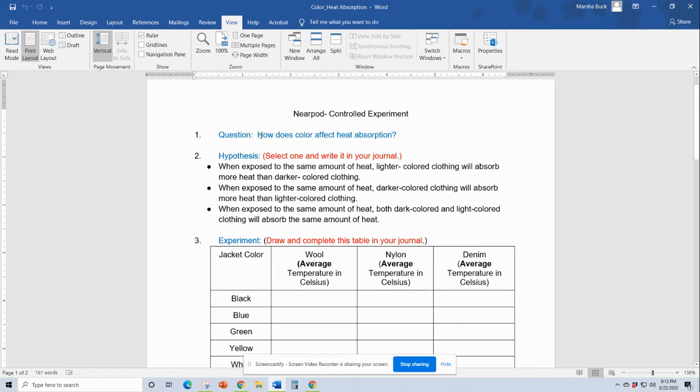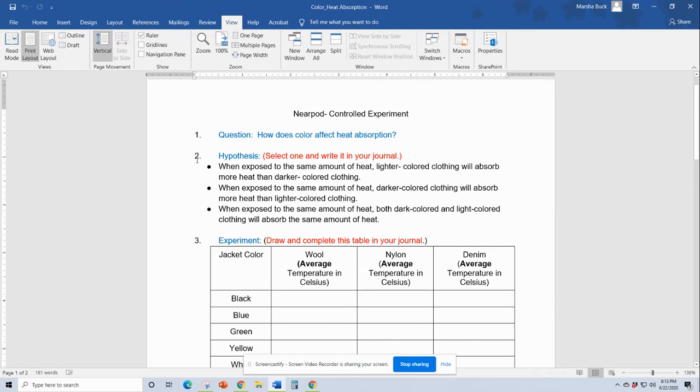So the question we're going to ask is, how does color affect heat absorption? And we're going to do that by looking specifically at some different colors of some jackets. And we're actually going to be looking at some different materials as well. But our focus will be on how does color, we're going to see if we can make a conclusion about how color affects how much heat is absorbed. So that's your question, and you'll write all of that out in blue.